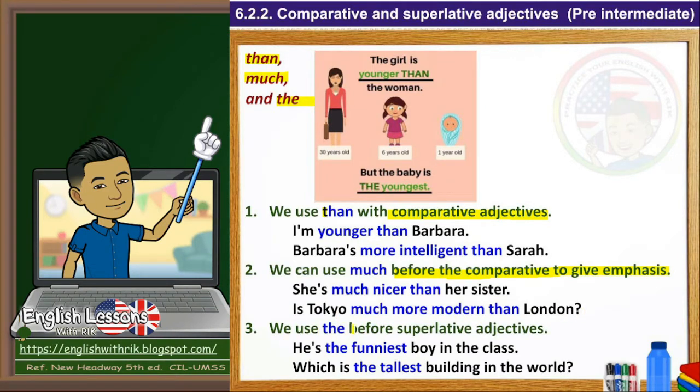We use the before superlative adjectives. He's the funniest boy in the class. Which is the tallest building in the world?